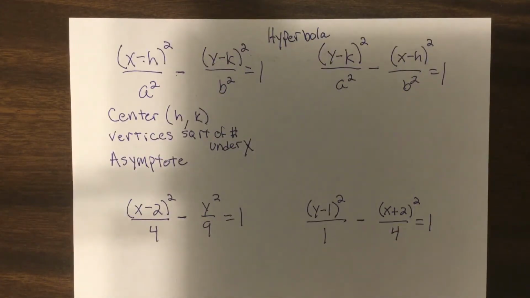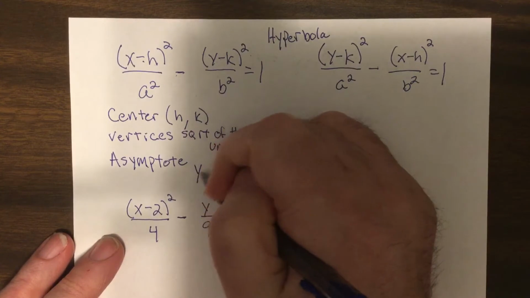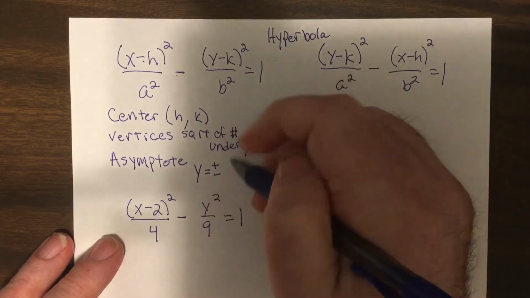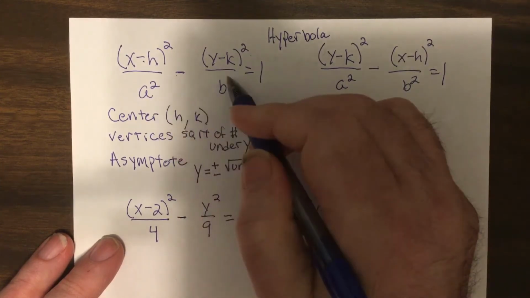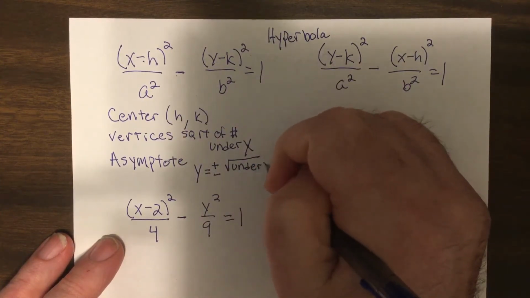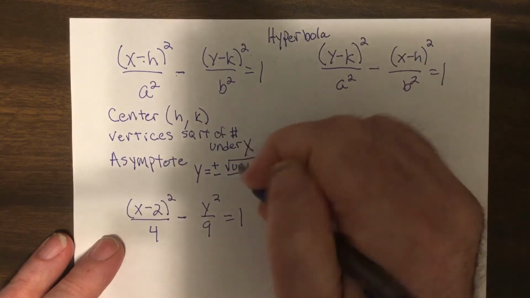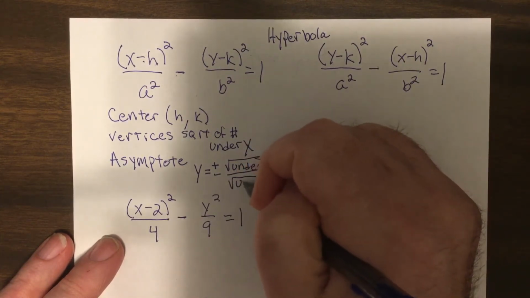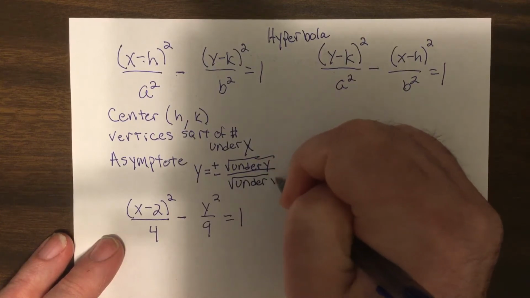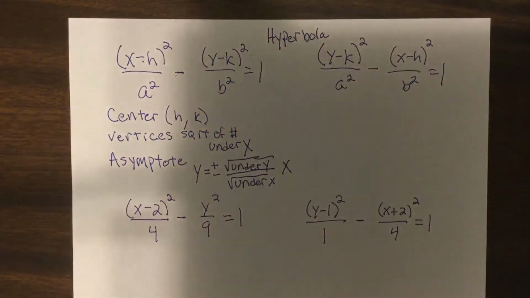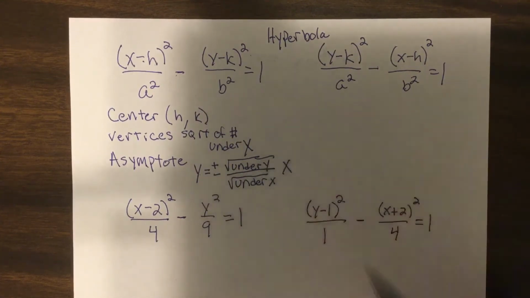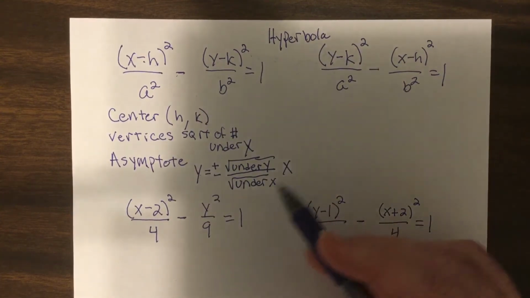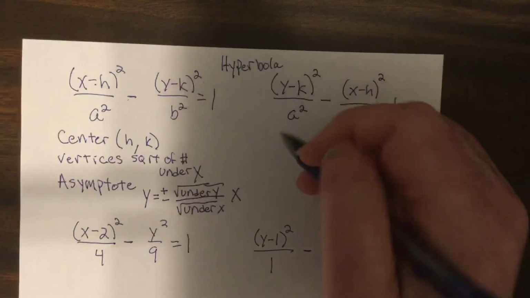So, the asymptote is always Y equals plus or minus the square root of the number under Y, no matter if it's here or here, divided by the square root of the number under X, no matter if it's the first or the second. Because you actually have two lines that form the asymptote. So Y equals slope X, that's the equation of a line. So good.